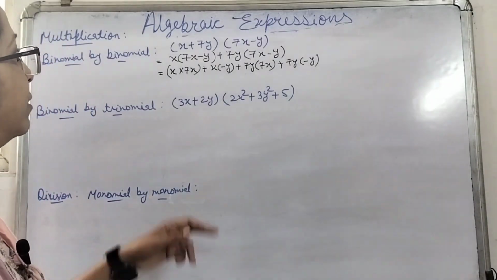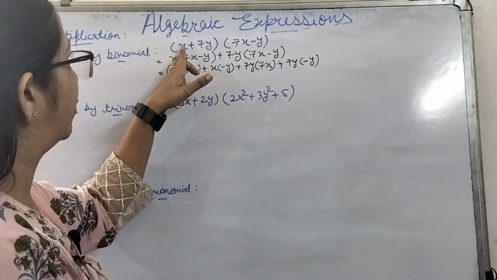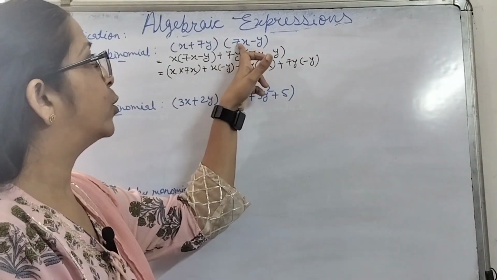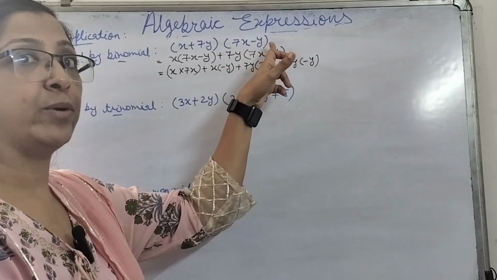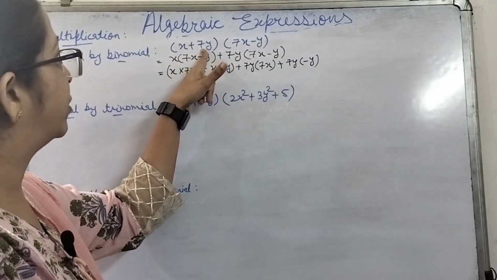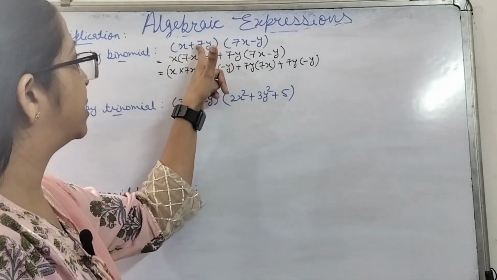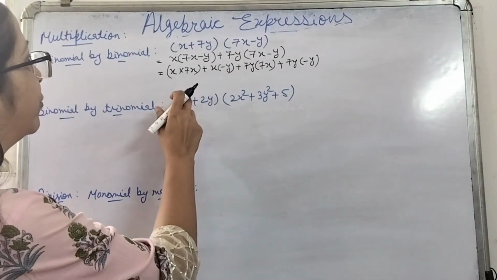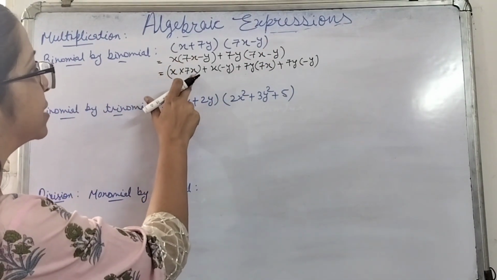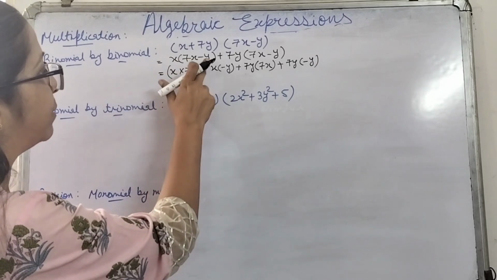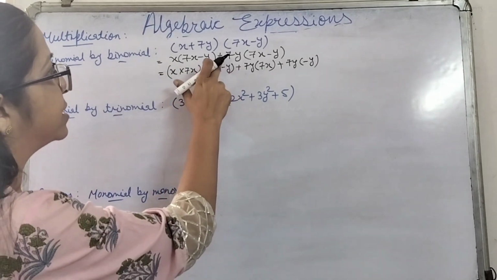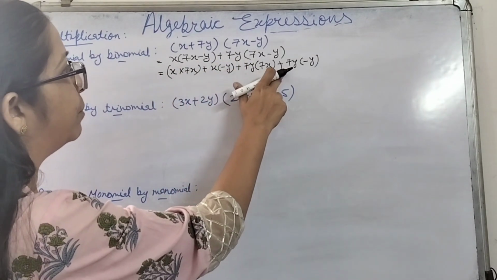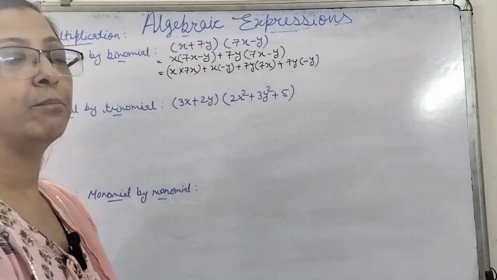So first of all, we have taken x. We have multiplied this x by both the two terms, that is 7x minus y. Then we have taken plus of 7y, and we have multiplied this plus of 7y by both of them, that is 7x minus y. So what we have done is x multiplied by 7x plus x multiplied by minus of y plus 7y multiplied by 7x plus 7y multiplied by minus y.